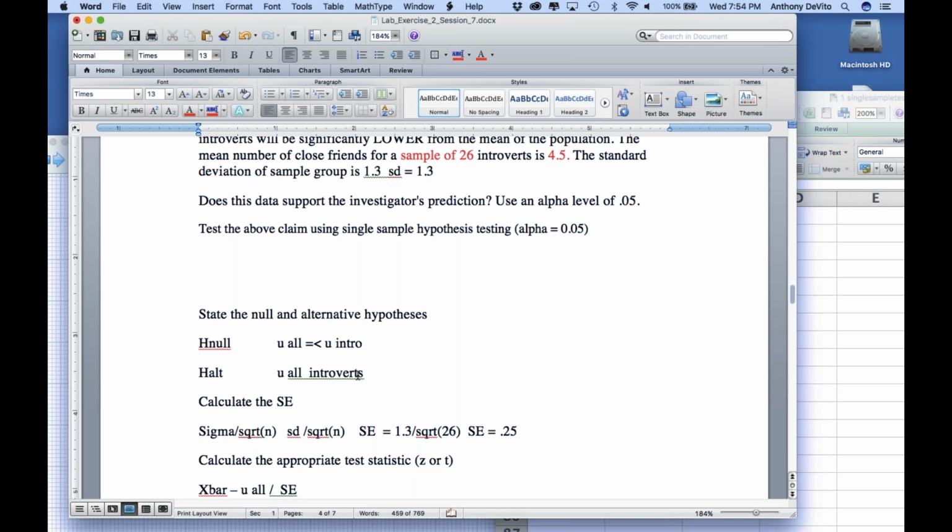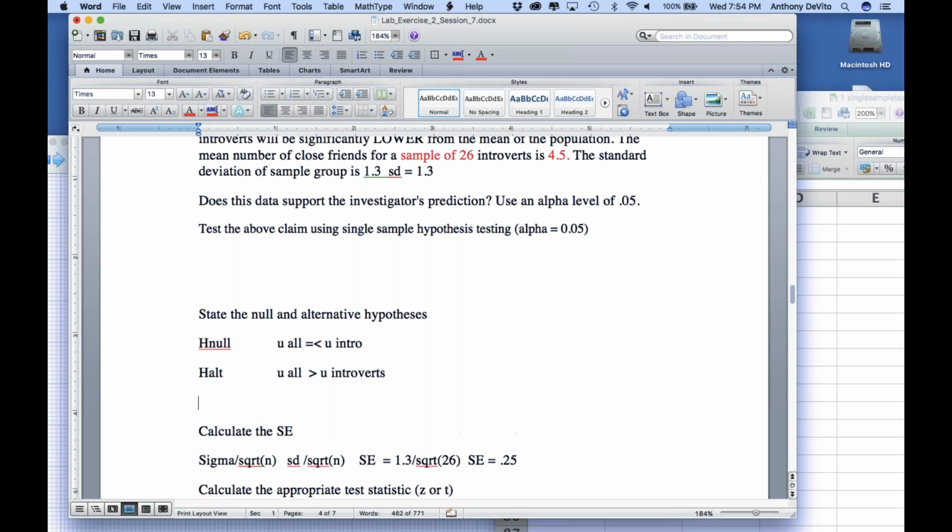Really the best way to do this is to start with your alternative hypothesis. What are you trying to prove? You're trying to prove that introverts have a lower mean number of friends than non-introverts. In other words, that they're less than, that introverts have fewer friends than the rest of the population. So our null hypothesis has to represent the other possibility, which is equal to or greater than the rest of the population. So this is the way you would set this up.